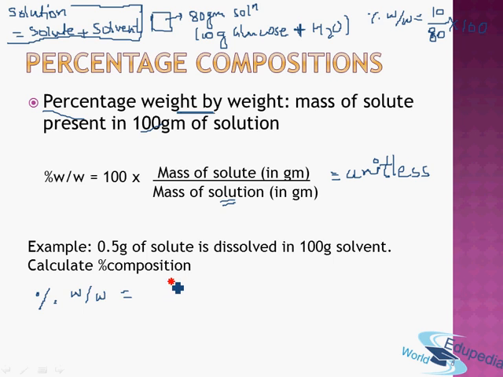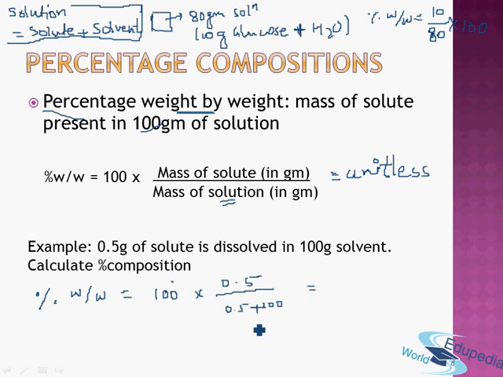So I have 0.5 gram of solute, so 100 multiplied with 0.5 gram of solute divided by, what is the formula, mass of solution. Now what is solution? Solute plus solvent. So what is the mass of solution? It is 0.5 plus 100, right? Solute is 0.5 gram and solvent is 100 gram. So solution will be 100 plus 0.5 gram. Okay, and then you can make the calculation and report the percentage.